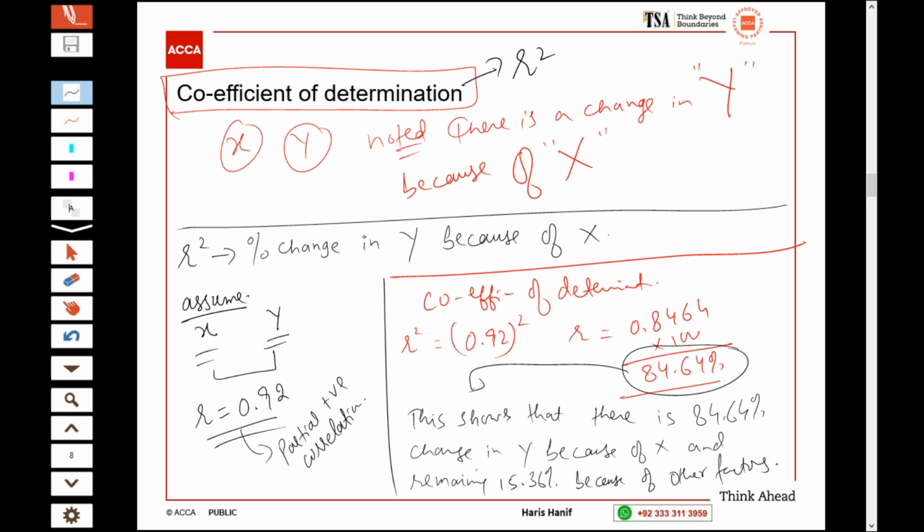Obviously, there is an 84% change in y because of x, and 15% is something else, some other factors. Now this is the coefficient of determination.